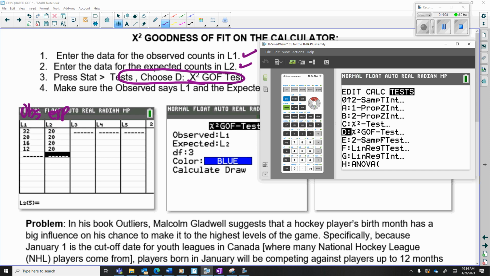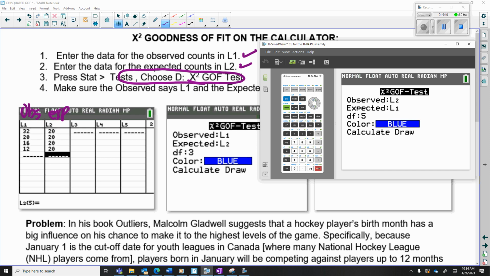Choose it. Now, where are your observed counts? They're in L1, so you're going to press second 1. Where are your expected counts?